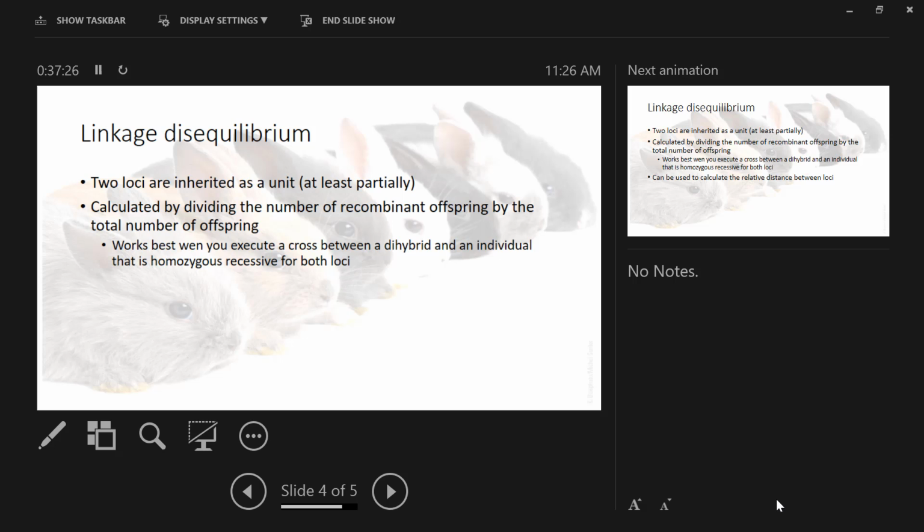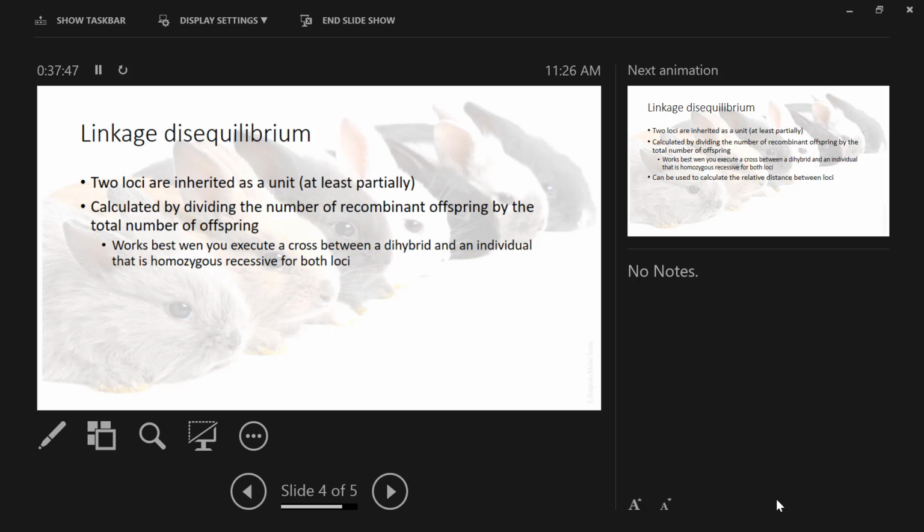Your recombinant frequencies are always going to be lower than expected when your loci are linked. Does that make sense? Okay, cool. So let's calculate this. It tells us we calculate this by dividing the number of recombinant offspring by the total number of offspring.